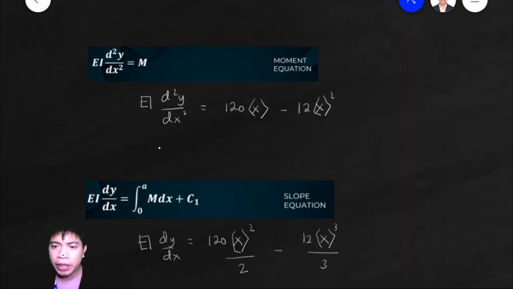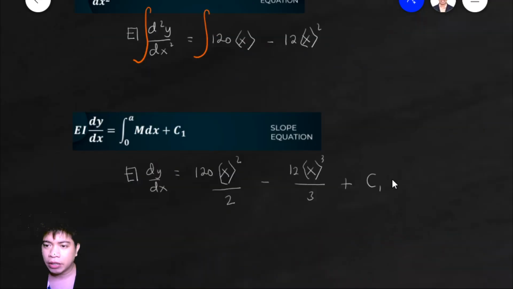Again guys, no, we are integrating, no, in-integrate lamang natin. So again, so magiging, yun na nga, EI dy over dx, ayun, is equals to 120, integral of this is 120x squared over 2 and then minus 12x cubed over 3. So ayun, so ito na nga yung ating magiging slope equation. No, wag natin kalilimutan, meron pa tayong plus C1. Okay? So this is the constant of integration.